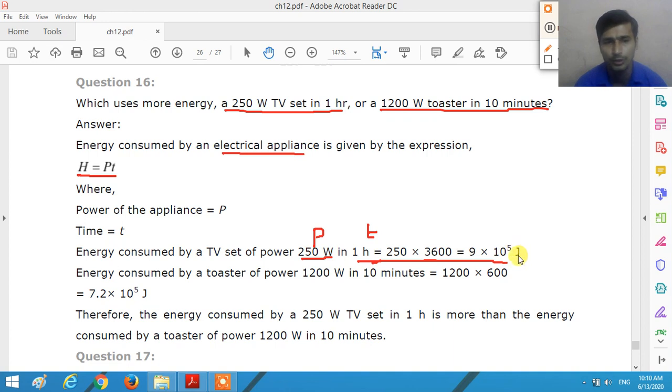5 joule, right? Similarly, the energy consumed by the toaster, which has power P equal to 1200 watt and T equal to 10 minute, that is 10 multiplied by 60, 600 second. So 1200 multiplied by 600, we get 7.2 into 10 raised to 5 joule. So between 9 into 10 raised to 5 joule and this, the TV set consumes more energy compared to the toaster, right?